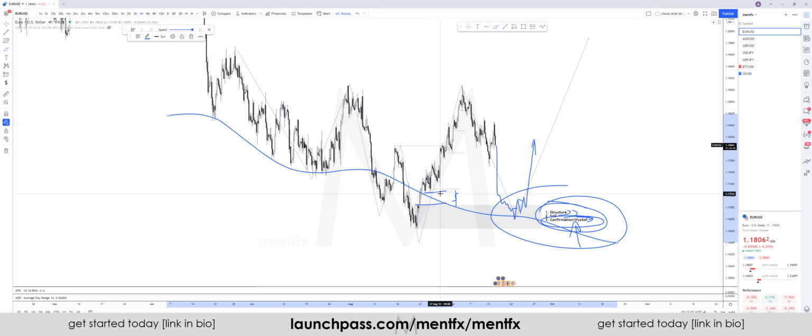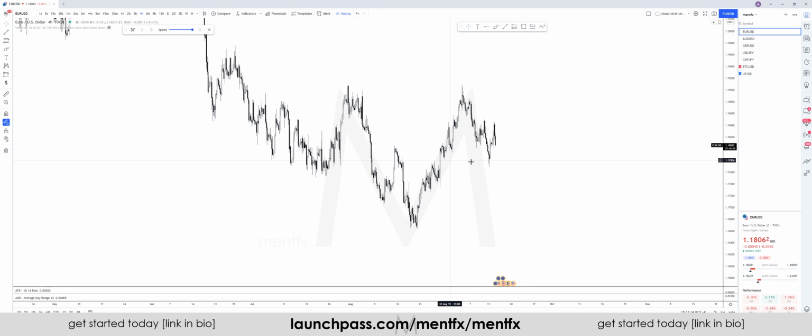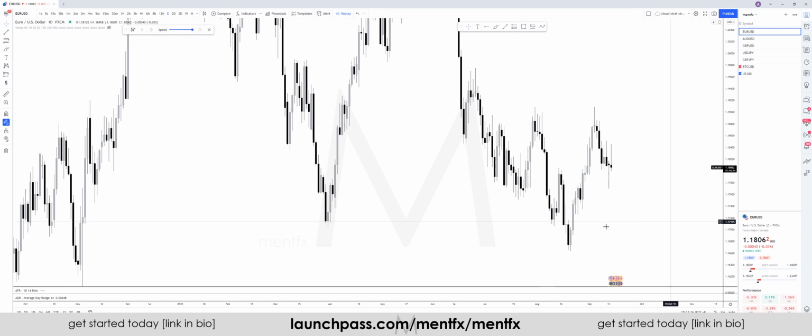If you want to find the best zones, characterize those zones and allow them to act and form in the scenario of a structure being present. What do I mean by that? Well, let's go back to the trade that was right here.